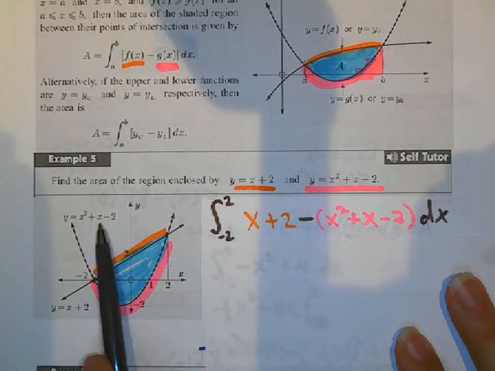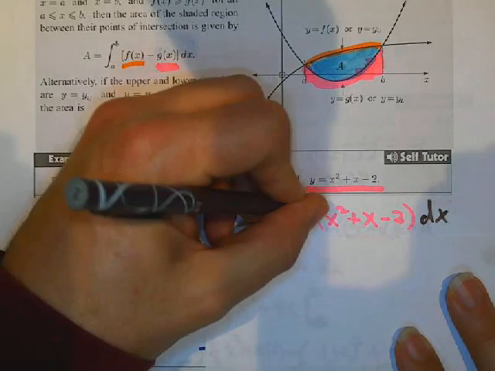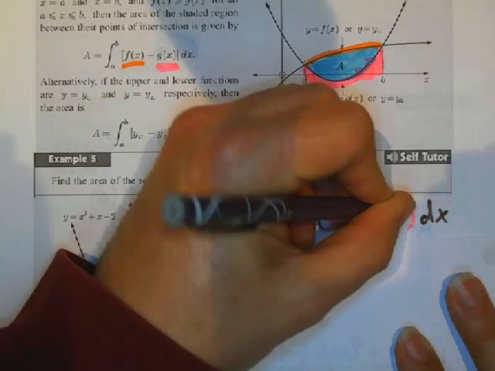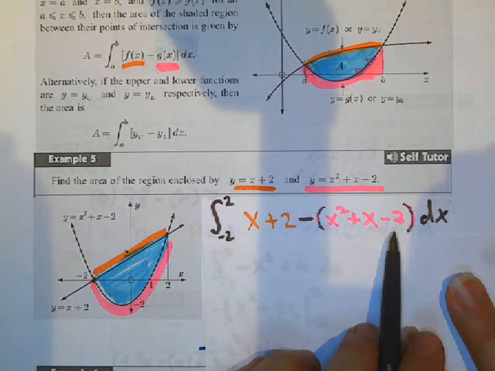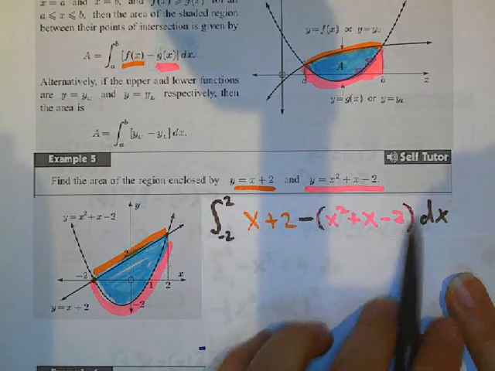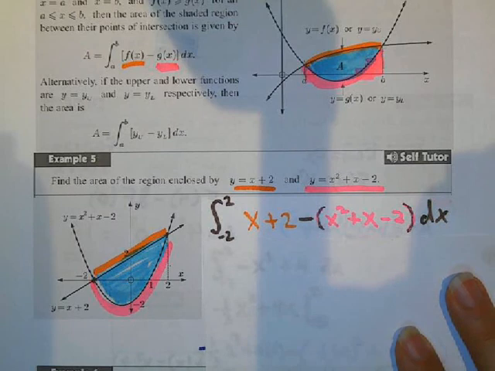Now, there were people in the previous period who did not put this in parentheses, and they made a mistake with distributing the minus sign. So that's something you have to be extra careful of, distributing this minus sign to each term.